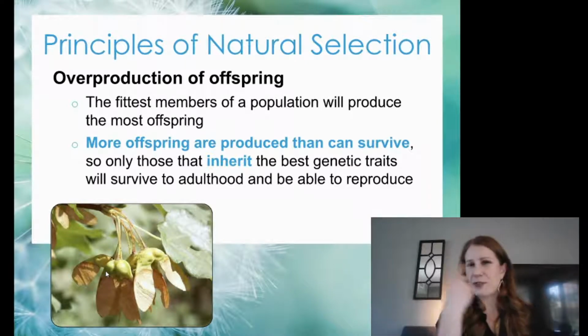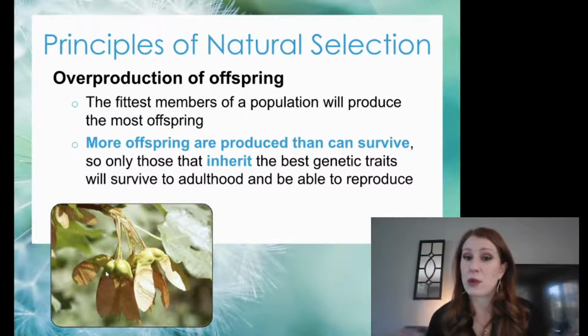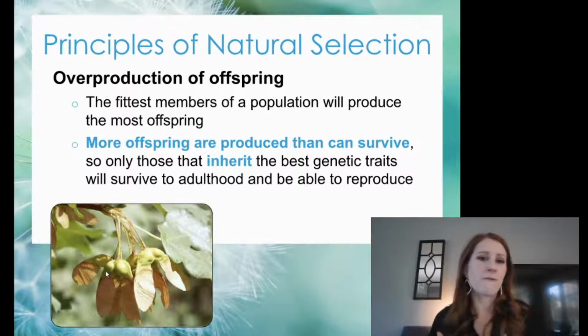Maybe they didn't have as good of a spinning mechanism. Maybe that little wing wasn't perfectly formed. So that trait will get lost. The ones with the perfectly formed wings will get to reproduce.